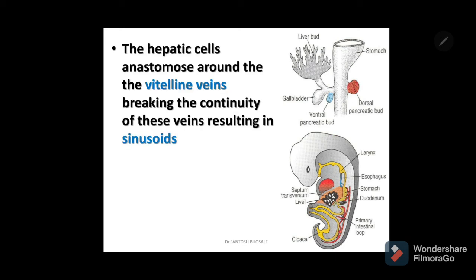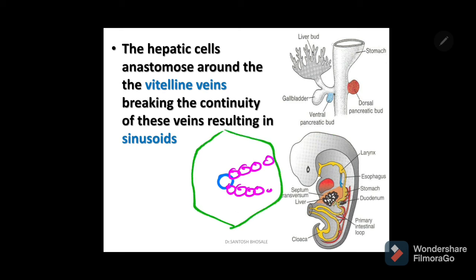And the hepatic cells anastomose around the vitelline veins, breaking the continuity of these veins, resulting in sinusoids. That's why when you see the histology of the liver, you will notice the central vein and these hepatocords of hepatocytes running there. So this connective tissue framework, if you see the histology, is a hexagonal lobule.